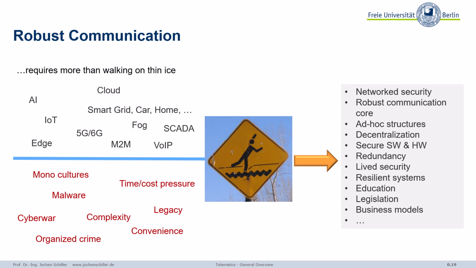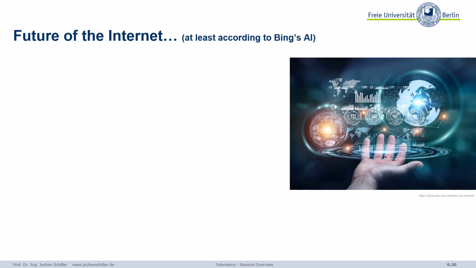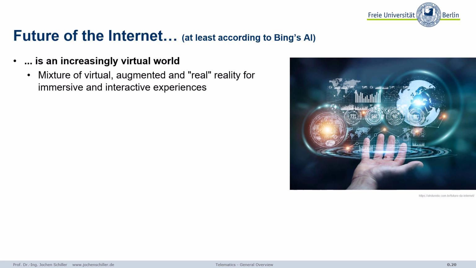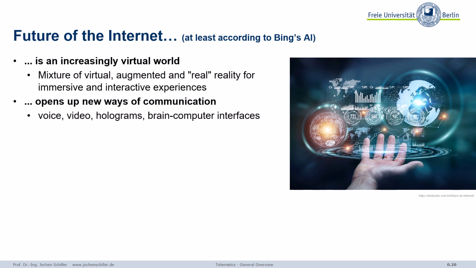Okay, I was briefly talking about the history. So what is the future of the internet? Okay, I don't know the future, so let's ask an AI. AI knows the future. So, it's definitely a more and more virtual world. So we see more of this mixture of virtual and augmented reality systems. We have this more immersive experience, more interactive. So we open up new ways of communication, definitely.